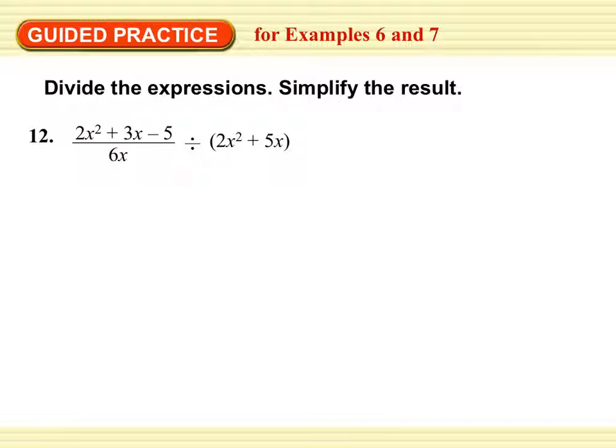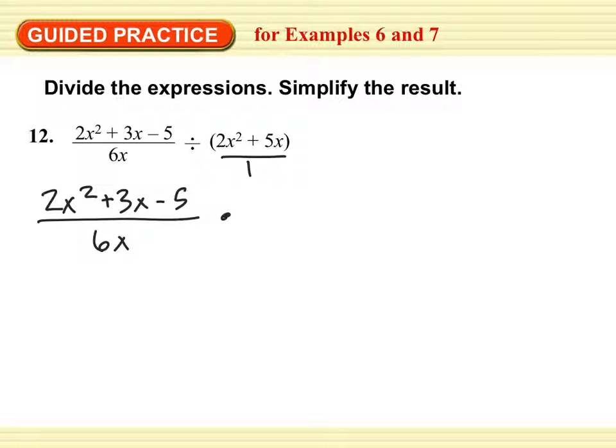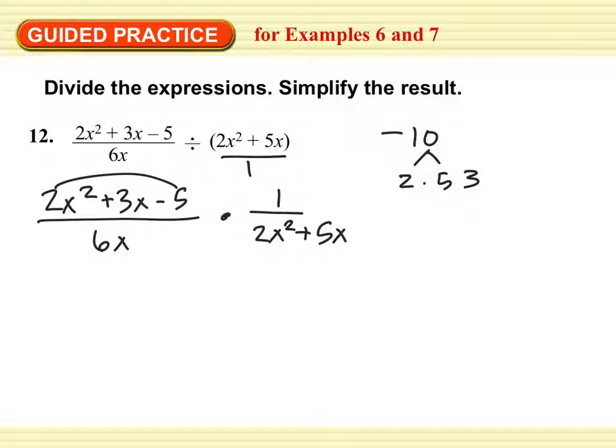All right, another practice. I'm going to change this into multiplication. So 2x squared plus 3x minus 5 over 6x times, this should be over 1, 1 over 2x squared plus 5x. Two things that multiply to negative 10 and add to 3. How about 2 times 5? I need that to be negative.